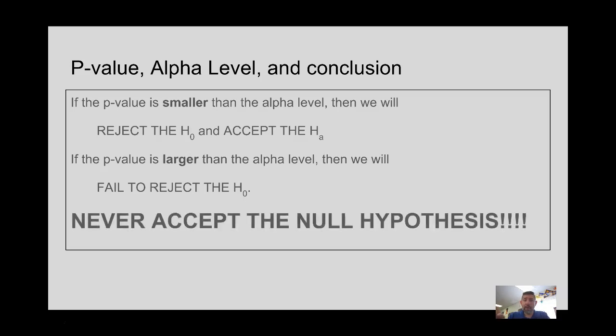We're not ever going to accept the null. All right, so we don't accept the null because the p-value is larger. We didn't provide evidence that the null was true. We're just going to fail to reject.